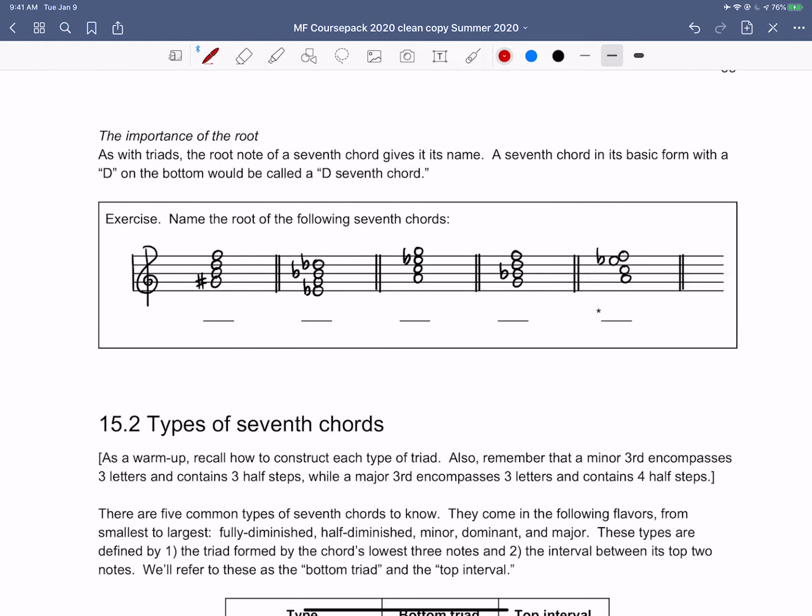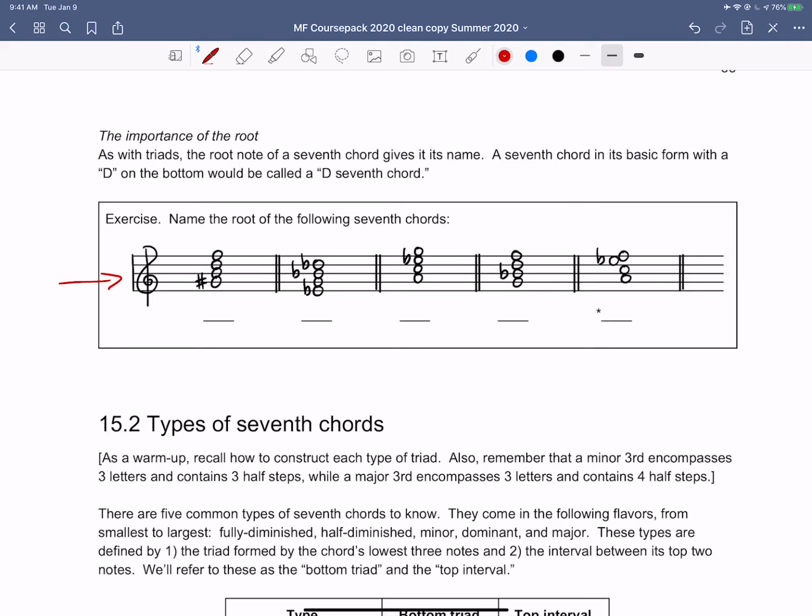The root of a seventh chord gives it its name. So whenever you see line, line, line, line, or space, space, space, space, whenever you see a seventh chord in its most basic form, which is also called root position, whatever note is on the bottom is the root, and it gives you the name of the chord. So here in this exercise, your job is simply to figure out what the root is of each of these seventh chords. We don't yet care about what type of seventh chord it is. We'll get to that momentarily. But for right now, we're just getting the root.